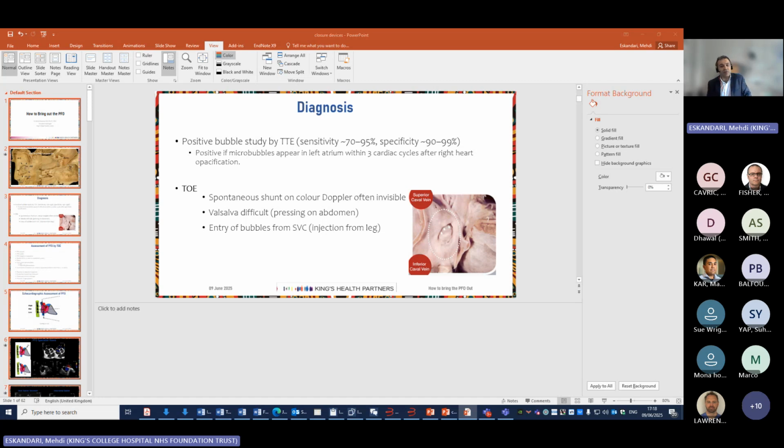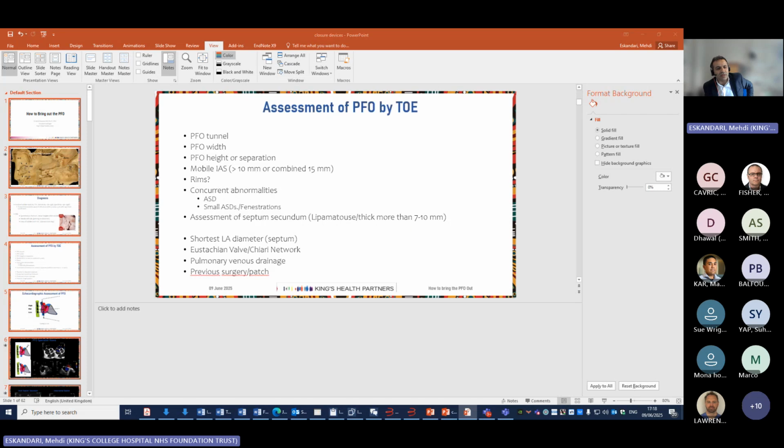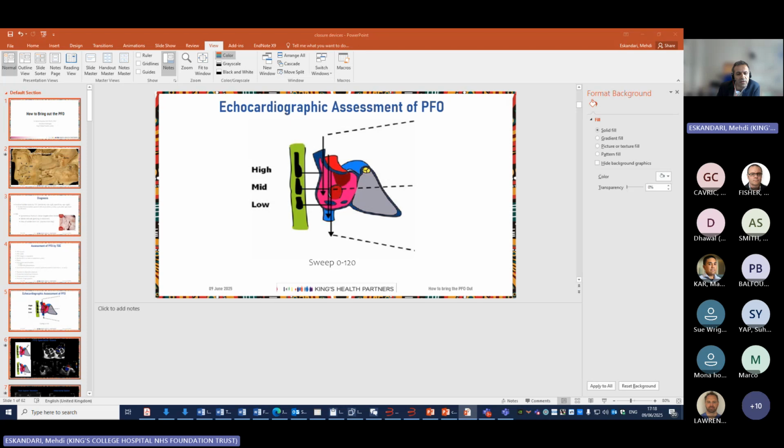So when it comes to 2D echocardiography, what you need is a list of things that I have summarized in this slide. We talk about the terminology, which is the tunnel, the width, and the height or separation. It's important to look at the septum in terms of whether it's aneurysmal or not, the septum secundum in terms of its thickness, pulmonary vein drainage, and of course any other important finding around this structure. So with the 2D echo, what you need is a good sweep of the fossa ovalis.